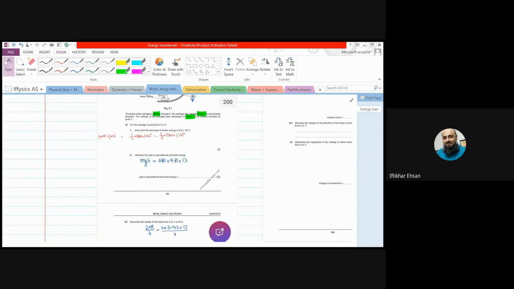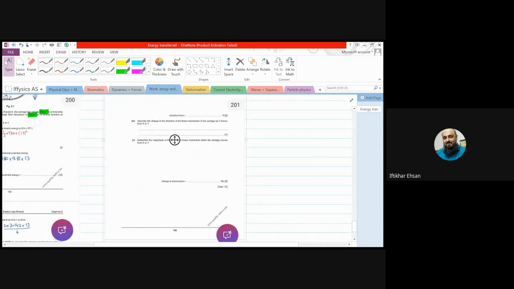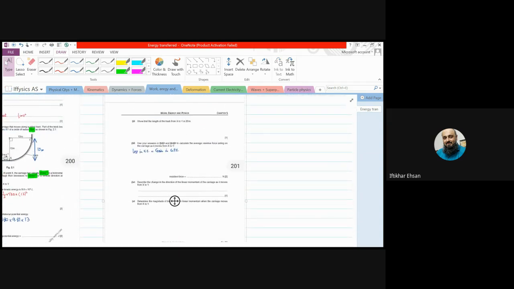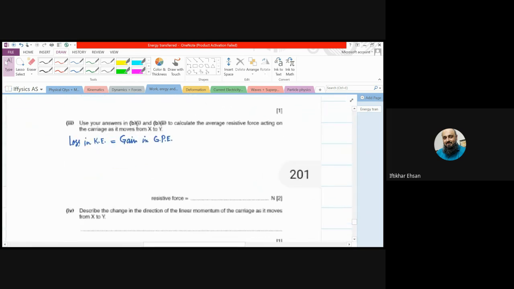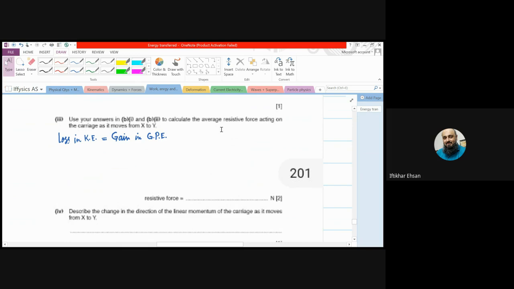Now, coming to this part. In the next part, it says, calculate the average resistive force acting on the carriage. Beta, can you help me? When the object is rising, energy wise, the kinetic energy is decreasing and gravitational potential energy is increasing. But there is something missing in this formula. Can you help me? What is that? Heat. Very well answered.